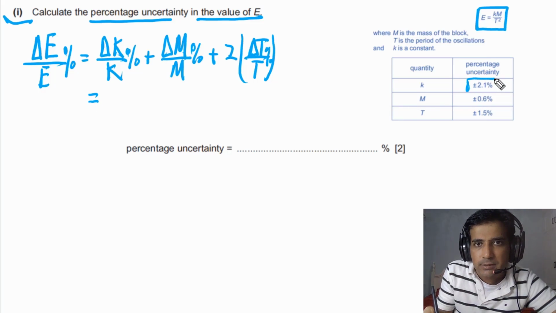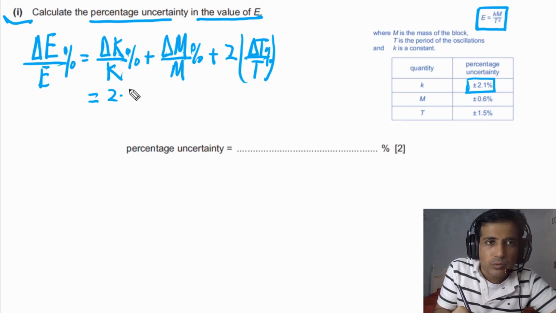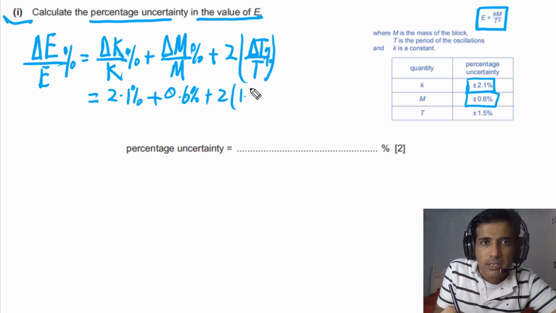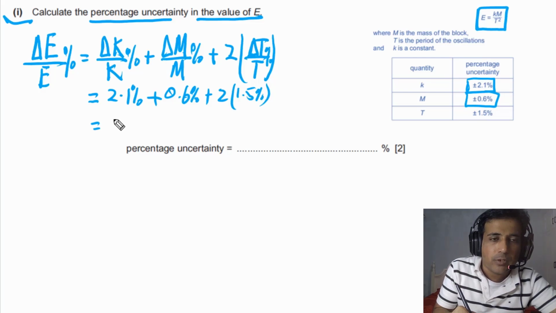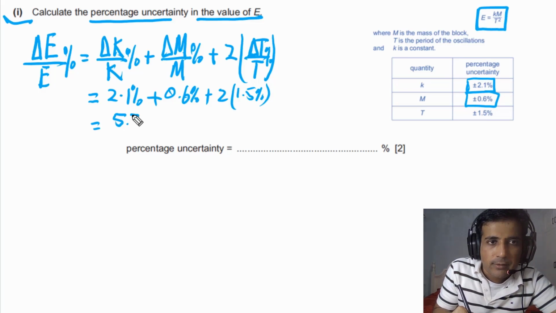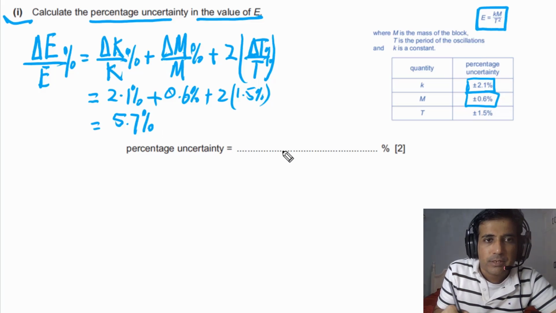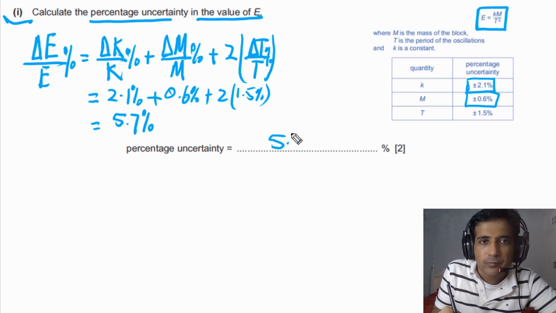We have percentage uncertainty in k equal to 2.1%, percentage uncertainty in m equal to 0.6%, and percentage uncertainty in time is 1.5%. So this is 1.5%. Let me write it down in the proper way. If we add all of them, our final answer should be 5.7%. So the answer for this question is 5.7.